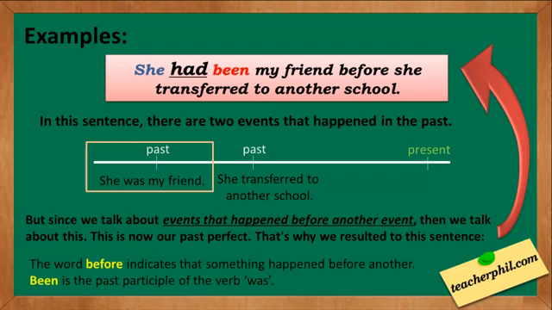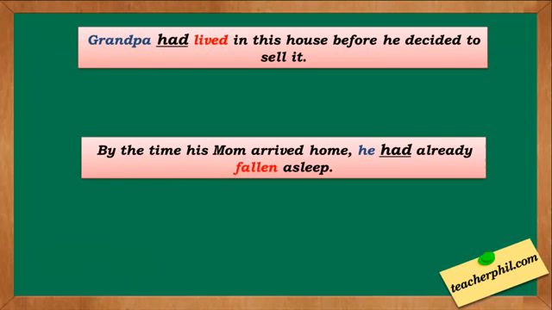The word before indicates that something happened before another. Been is the past participle of the verb was. Another example: Grandpa had lived in this house before he decided to sell it. The two past events in this sentence are, Grandpa lived in this house, and he decided to sell it. Grandpa lived in this house is our past perfect. That's why our sentence is, Grandpa had lived in this house before he decided to sell it.